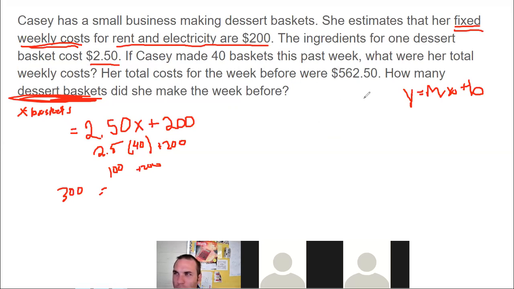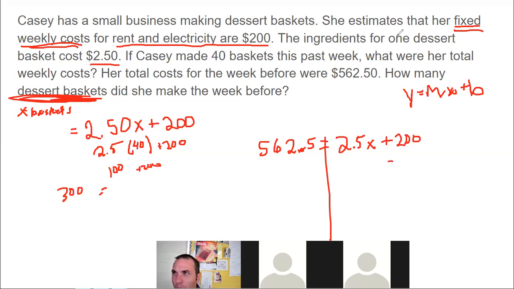Her total cost for the week before was $562.50. So this time we know the total cost. The total cost is 562.5. This is equal to the same equation, $2.50 a basket, plus 200 fixed cost. Again, that zero doesn't matter. By the way, this cost is called variable cost. This one is fixed.